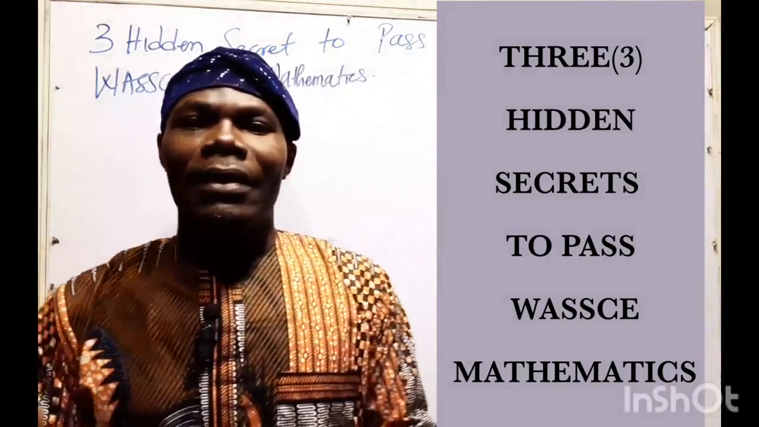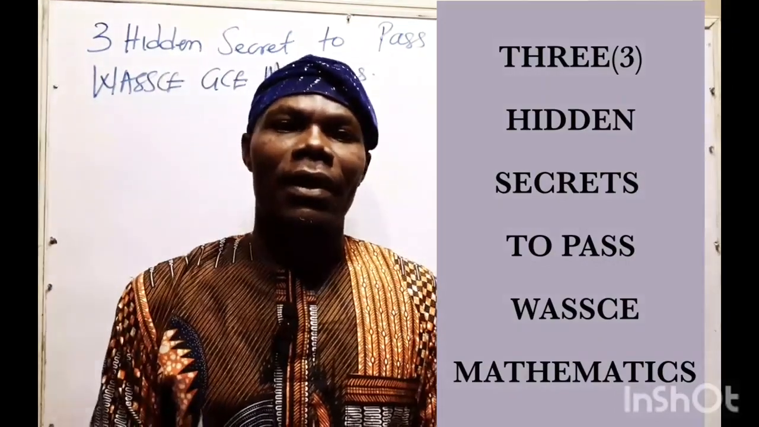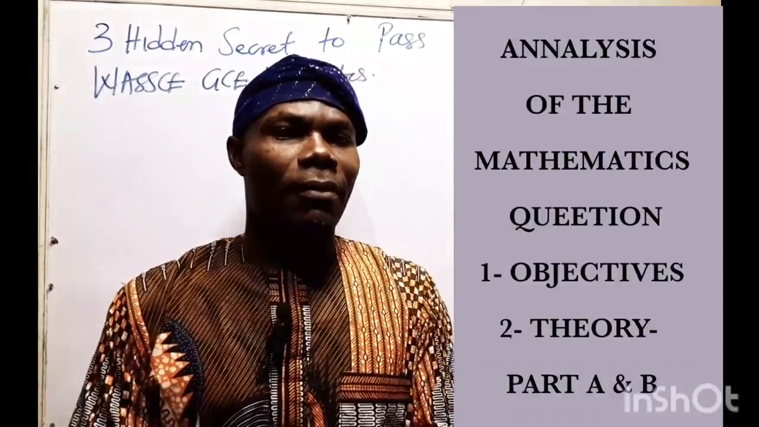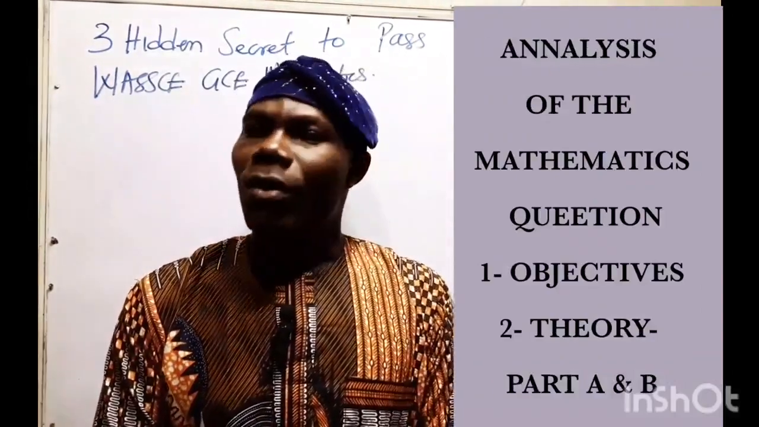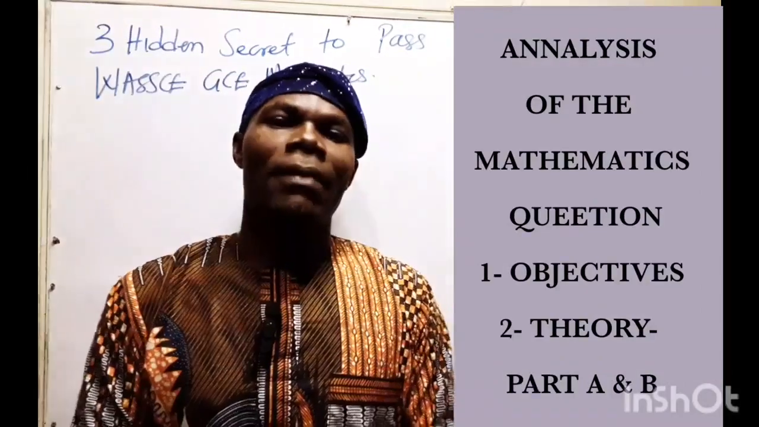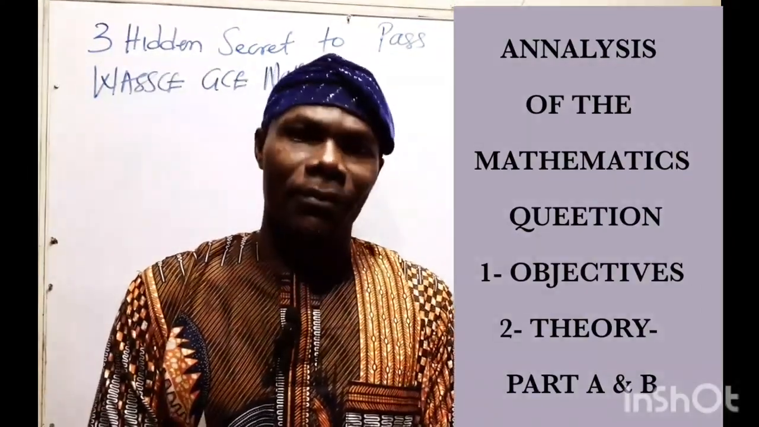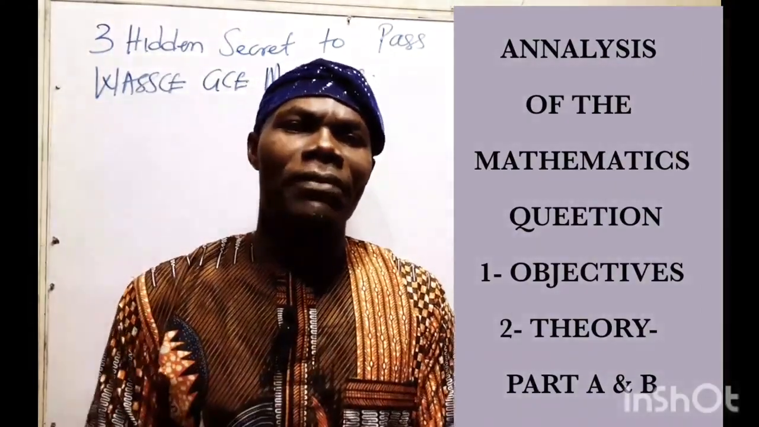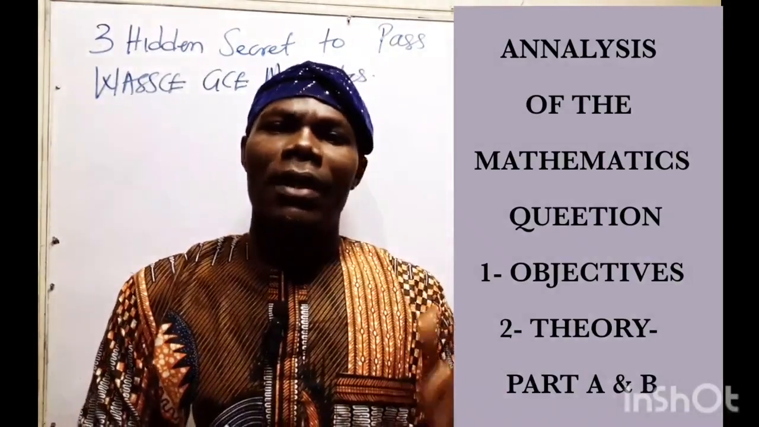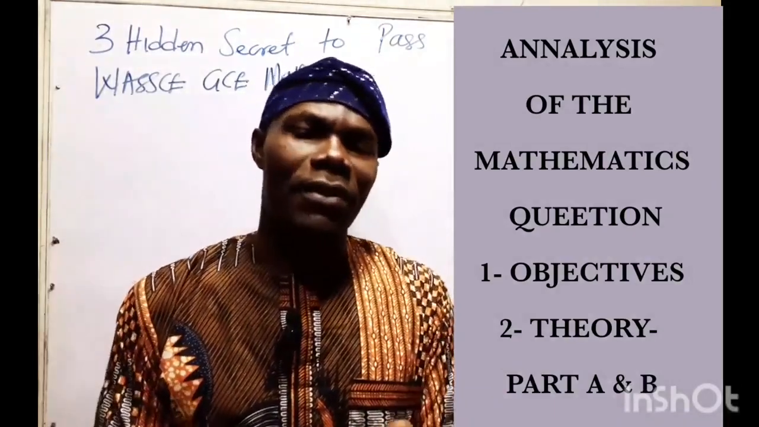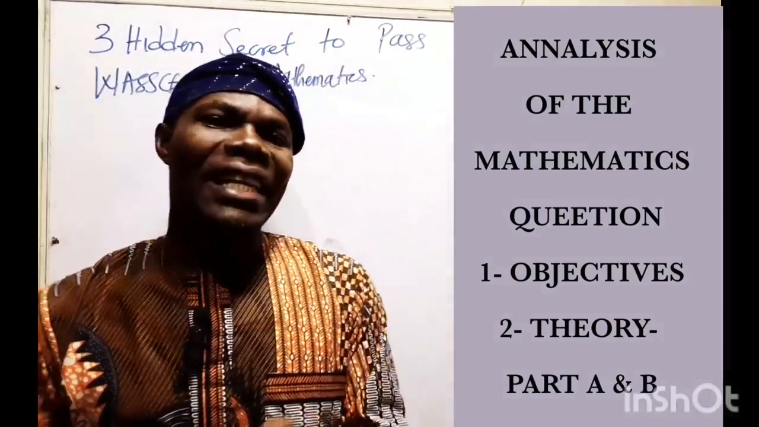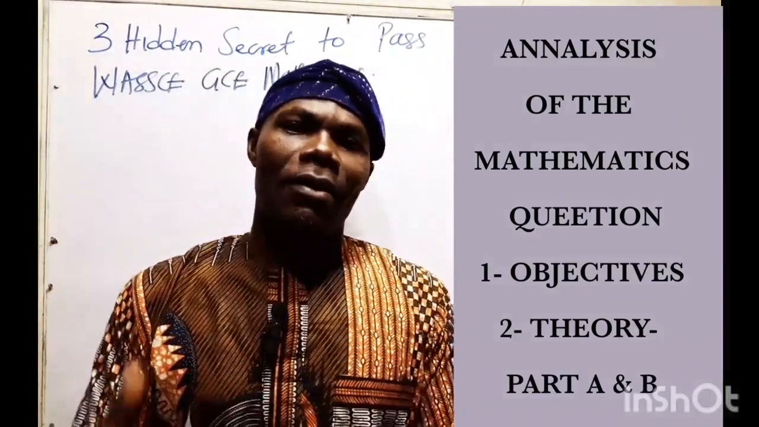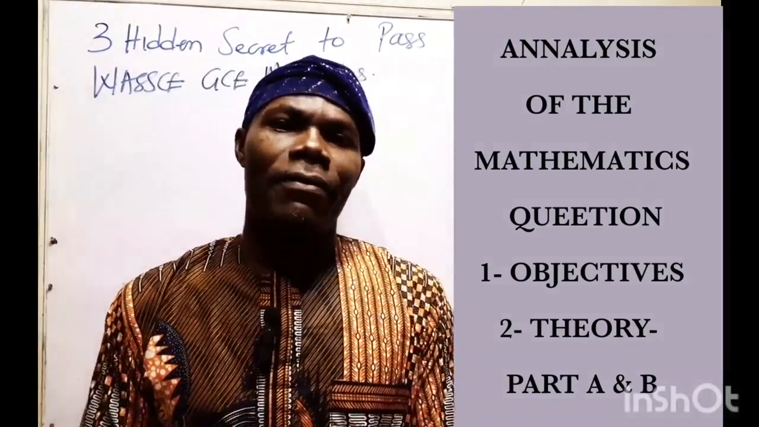This WAEC GC Mathematics, the question splits into 2, but the second part splits into 2 again. The first one, we call it objective. Mathematics has an objective, which is 50 questions. In the theory part, we have 12 questions.